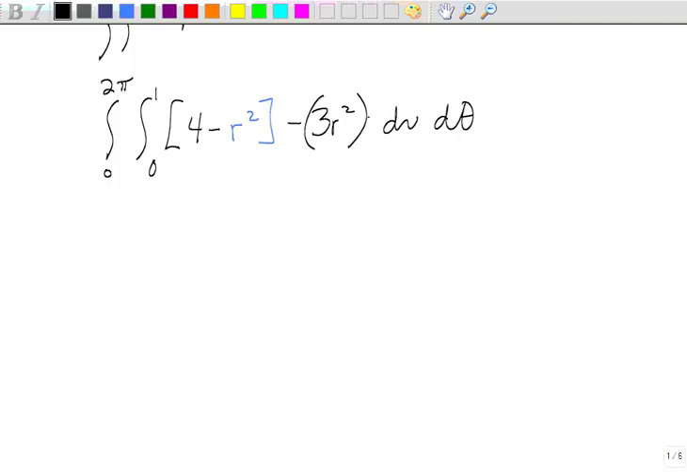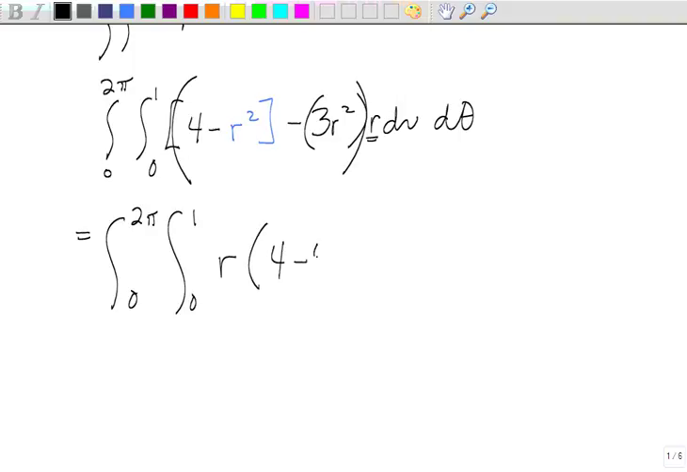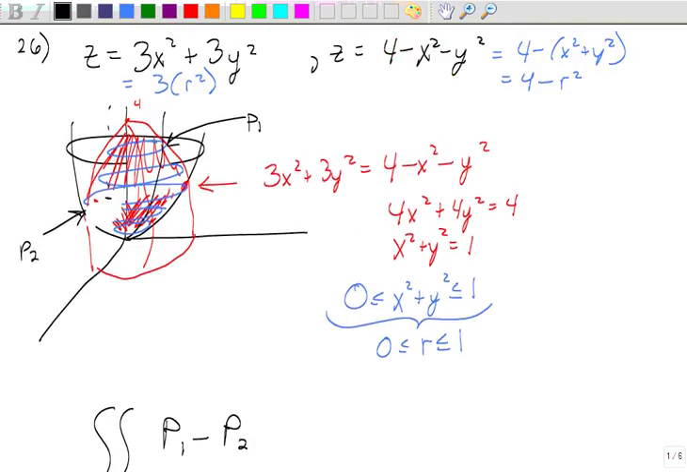And then I keep forgetting this, another r. So let me rewrite this: 0 to 2 pi, 0 to 1, r times 4 minus 4r squared dr d theta. And again, that's easy to integrate. So again, I took the paraboloid 1, which is the upside down red one, and subtracted paraboloid 2 from it, and I get the egg-shaped region. Okay, one more.